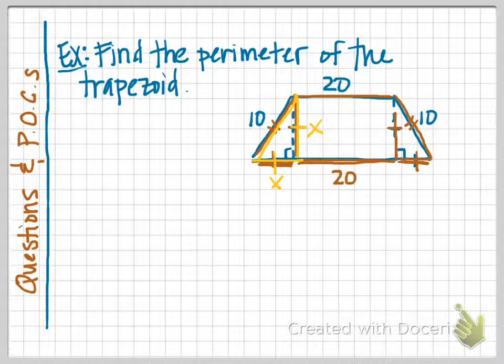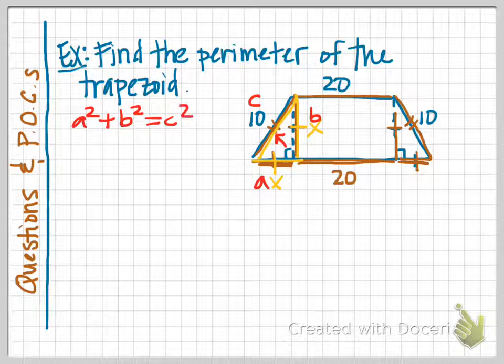Actually, let me switch colors. Okay, so let's go ahead and label side C as the 10. It's across from our right angle. Our A and B are both x. So let's go ahead and see what happens when we put this into our Pythagorean theorem. We'll put x for A and for B because they have the same length. Our C is 10, so this is what we get.